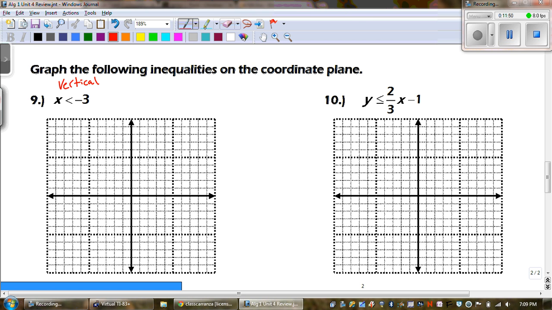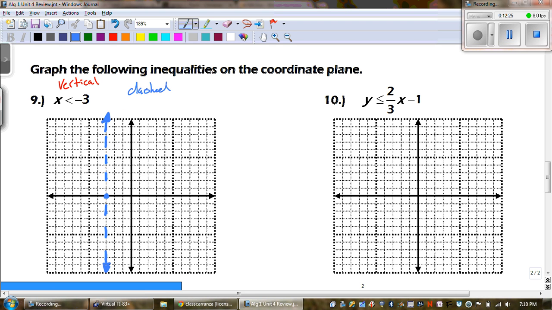Okay? Now, is it going to be solid or dashed? This is going to be dashed because when the line's underneath it, that's when it's solid. Okay? So, x equals negative 3, so at negative 3, that's where I'm going to put my point, and it's a vertical line. Okay? Don't forget to add your arrows.